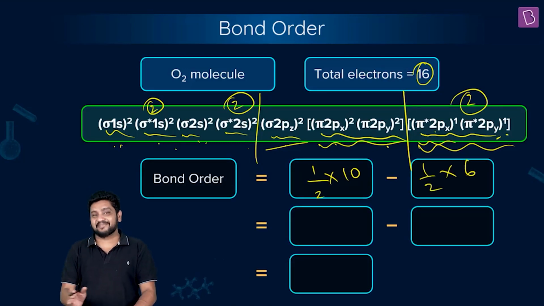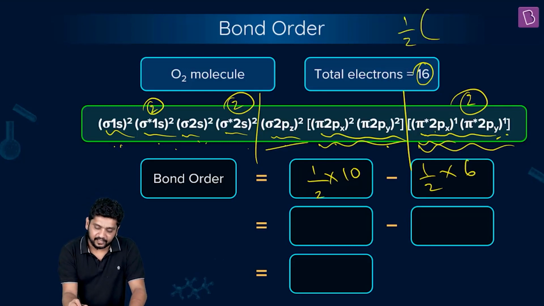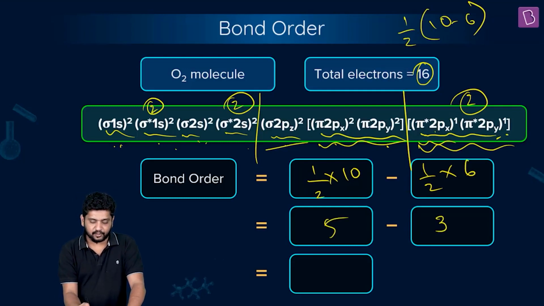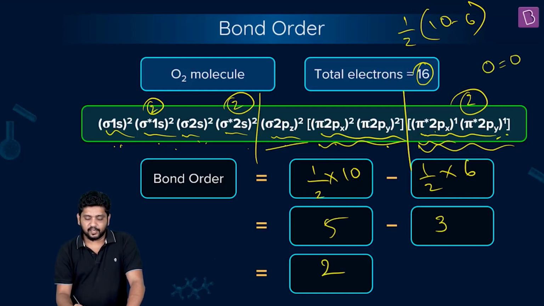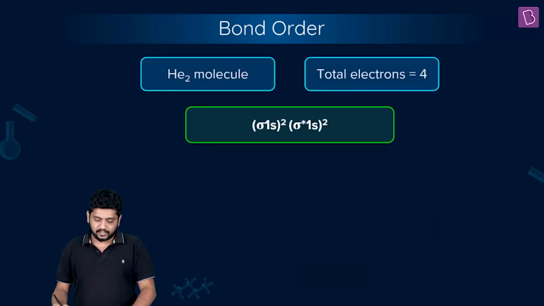Don't worry about the boxes being there; I'm writing like this, and you will obviously write like this only, right? So half of 10 minus 6, or half of 4, which is 2. So this is 5 minus 3 equal to 2. Of course, O double bond O, we already knew this as well. So yeah, this is your oxygen molecule, and that does exist.